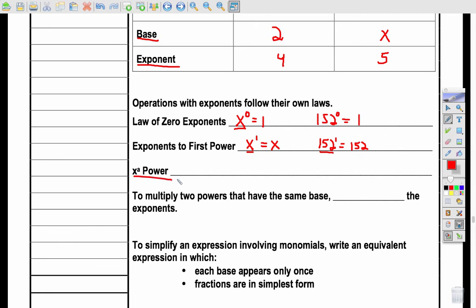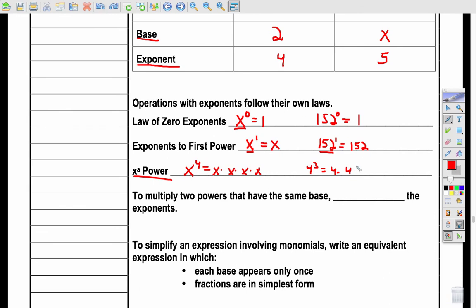Okay, this part right here, x to the 8th power, what I want to show you here is the property that if I said x to the 4th, that's going to equal x times x times x times x. How many x's are there? 1, 2, 3, 4. That's what these exponents are representing. So let's say I said 4 raised to the 3rd power. That's going to equal 4 times 4 times 4.